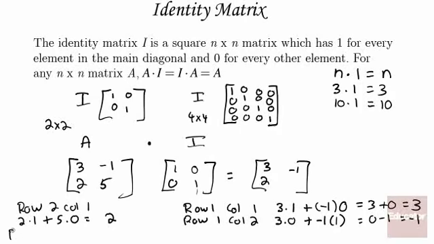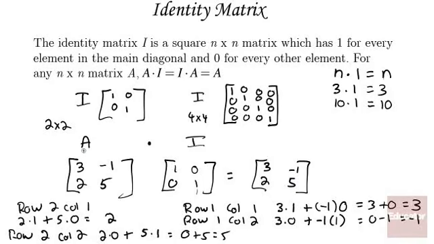Then finally, row 2, column 2. So row 2 here, column 2 here. Row 2 is 2 times 0 plus 5 times 1. Well, that's simply 0 plus 5, or 5. So you see that this property is shown here: if I have a matrix A, and I multiply it by its identity matrix, I get A back. The same way for numbers, with the identity property of multiplication, if I take a number and multiply it by 1, I get the original number back.